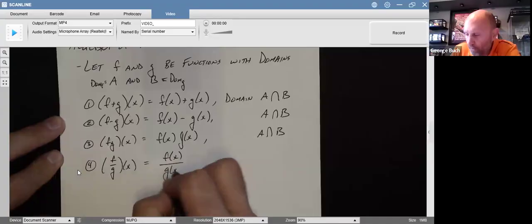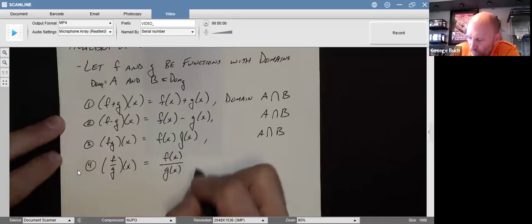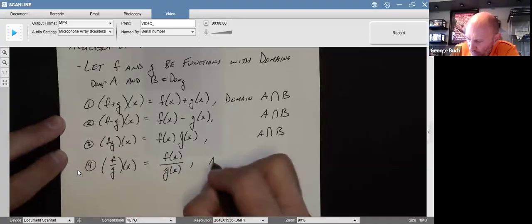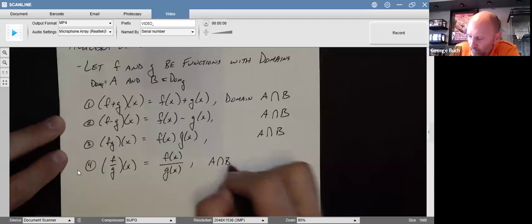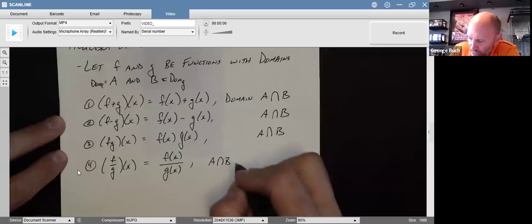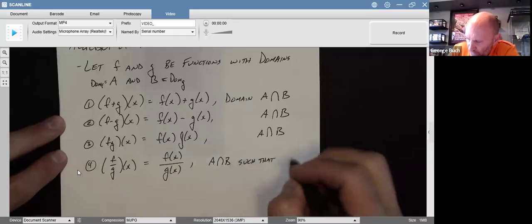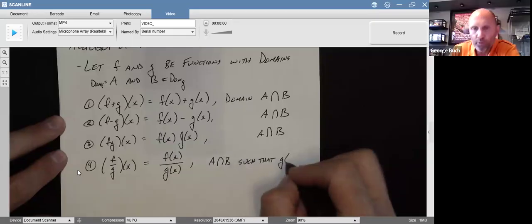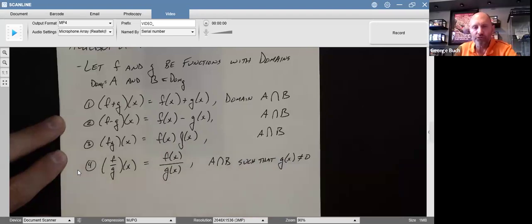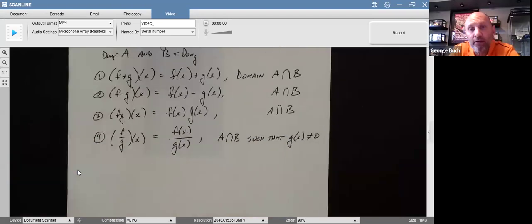But now the domain is a little trickier. So the domain is A intersect B such that g of x is not 0. So obviously I have g in the denominator. I can't have 0 in the denominator. So if there's a value that would make the denominator 0, I can't include that in the domain of this function.